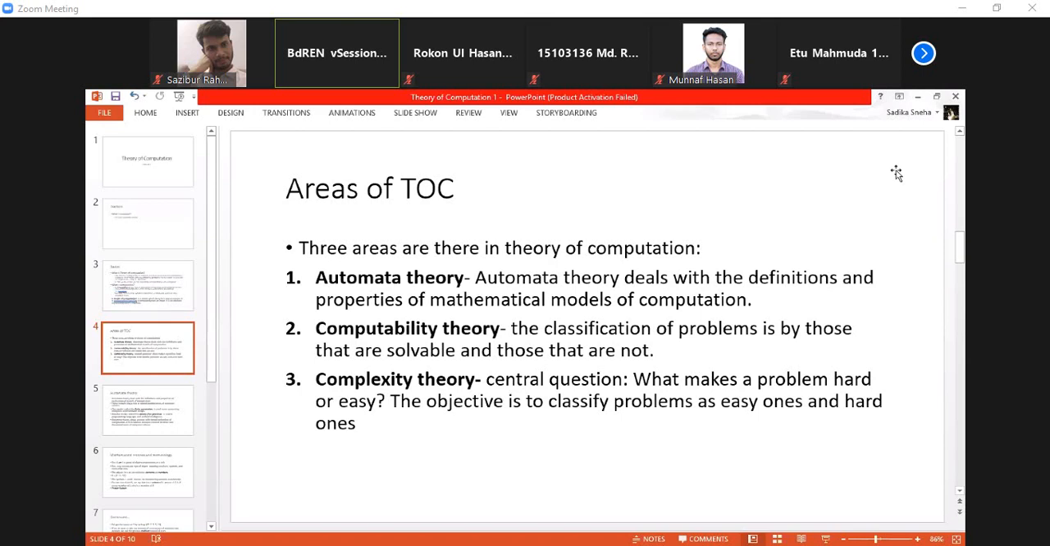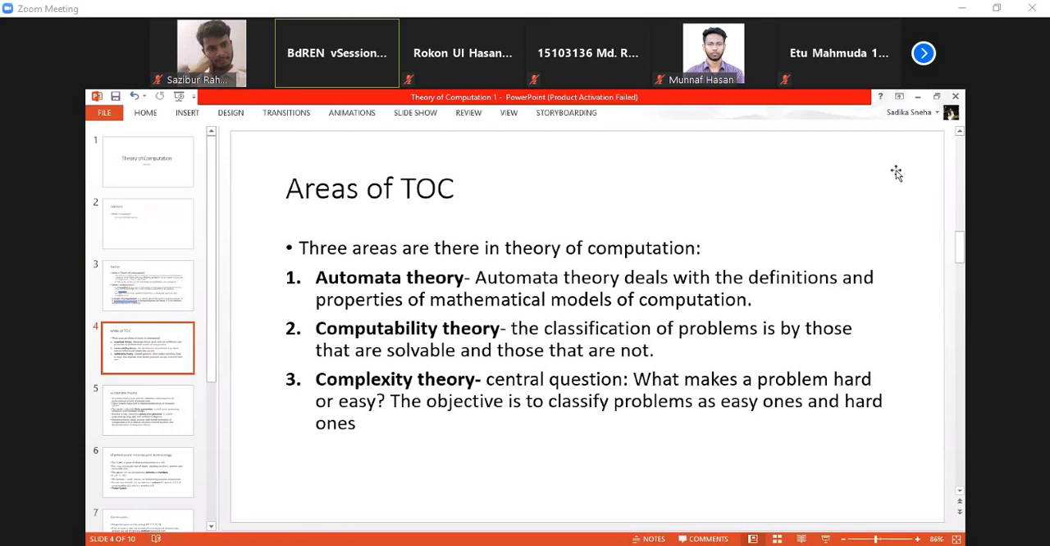Okay. So if that problem is not solvable by computer, what are the reasons that the computer cannot solve those problems? This is what we do in the computability theory part. We try to find out the problems, classify the problems if they are solvable or not.